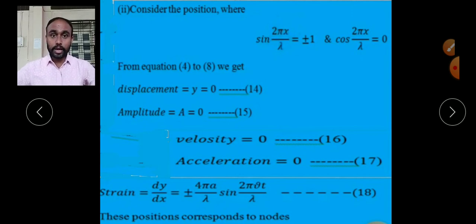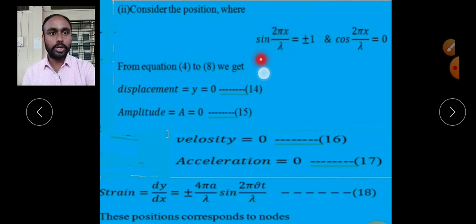We already told that whenever the strain is maximum, that point is a node. Whenever the strain is minimum, that point is an antinode, as we have shown already. At the node the strain is maximum, and we got maximum strain under these conditions. That means these positions correspond to nodal points, or to the nodes. Right. Now again we will find where exactly the node is situated.